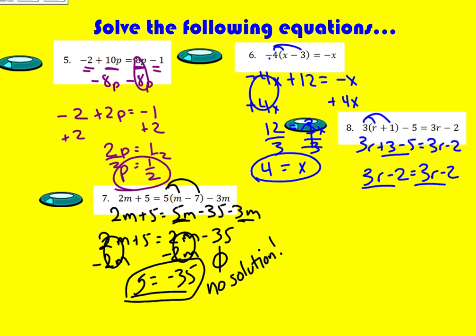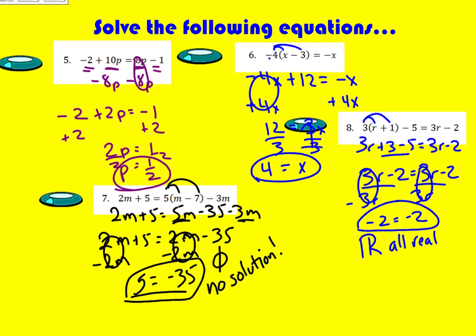Do you notice how you have the same thing on both sides? All right, something's going to happen here. Now watch. I subtract 3r from both sides. This zeroes out, this zeroes out. Negative 2 equals negative 2. This is always true. Negative 2 always equals negative 2. It's never different. That is what we call all real numbers. Any number that is real, you could put in there and get that answer. That's how that works.